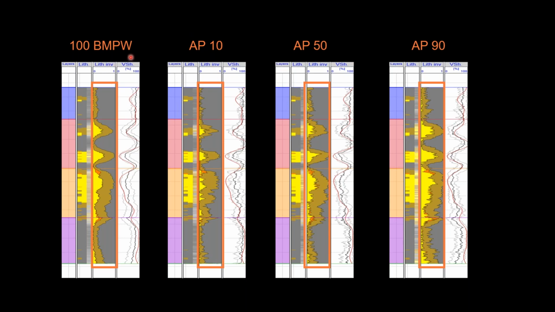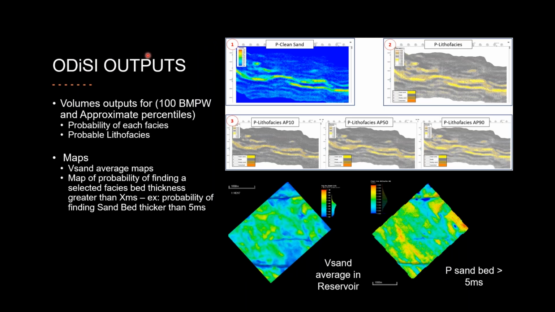Those outputs are all possible solutions to our inversion problem, and it's important to be able to understand and analyze the variation within the best solutions. For each type of output, so 100 best match pseudo-logs and approximate percentiles, ODiSI can create volumes for each facies: probabilities of facies, V-sand, VP, VS, and so on, all the properties. ODiSI can also create maps like V-sand average maps.